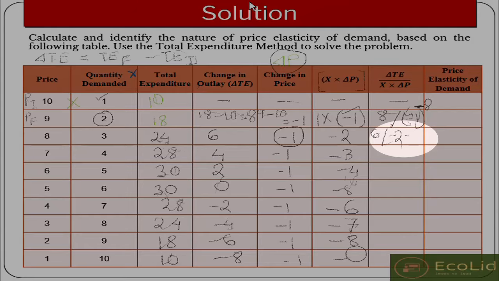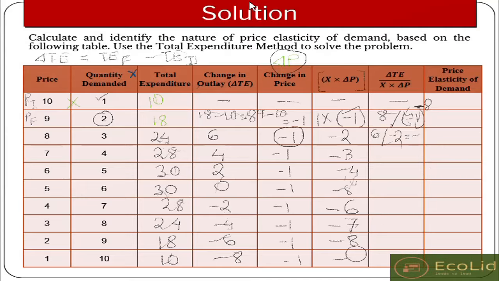Here the value will be minus 3, and for the case when the price is 7, the value will be minus 1.33, then minus 0.5, minus 0.0, or minus is not actually applicable here, so we will write it just 0. So ignore it, we will write only 0.